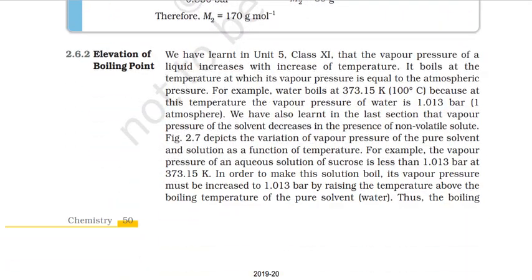Elevation of boiling point. Vapor pressure of a liquid increases with increase of temperature. Easy. Increase the temperature, vapor pressure will increase.